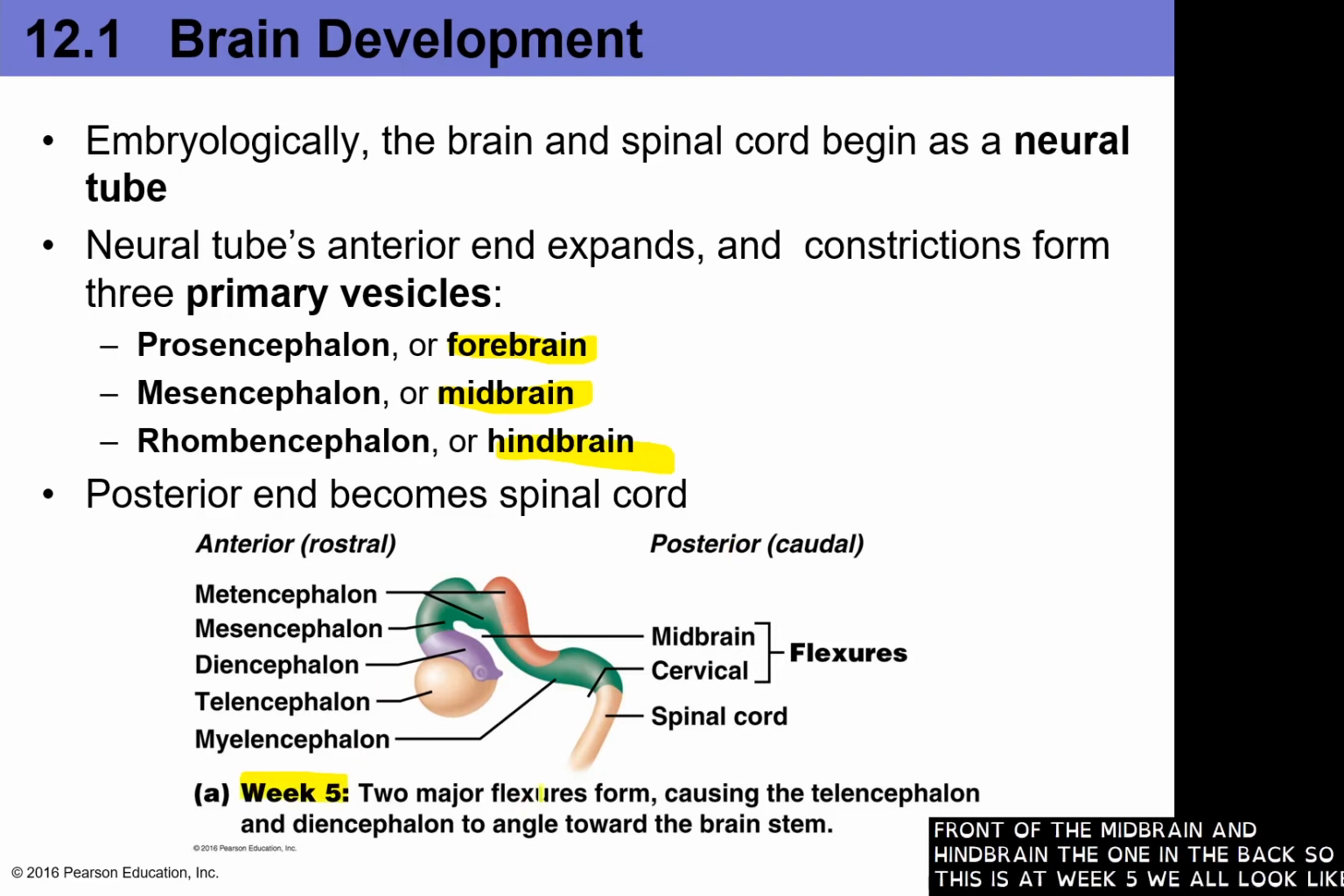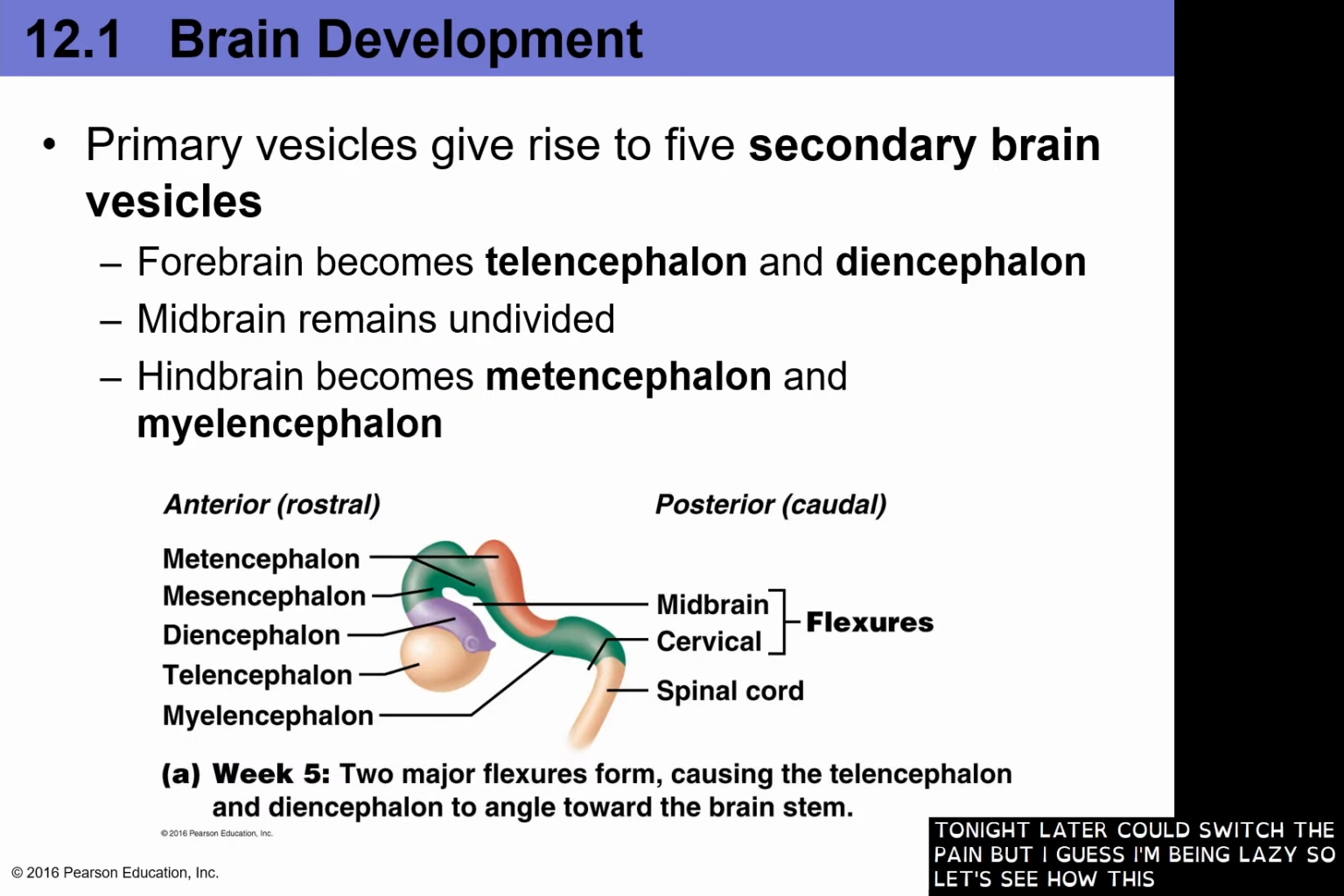We all look like this. These two little flexures form here between the midbrain and the cervical region. Again, right here's the spinal cord, and these little flexures form. The key here is we want to watch this. As we develop, this actually comes up and wraps around. I know I'm drawing in the highlighter. I could switch to the pen, but I guess I'm being lazy. So let's see how this changes as we move through.